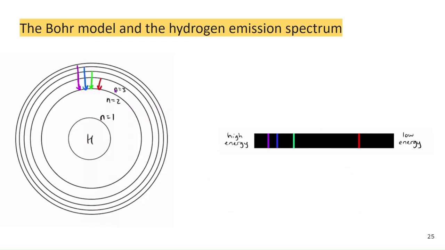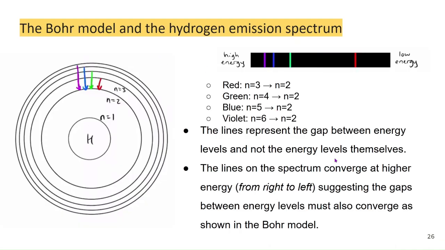If we look at something like this, here's all of the visible relaxations that we see. When we look at the visible emission spectra for hydrogen, this is what we see: the purple, blue, green, and red. Those are all associated with the electrons falling back down from different energy levels to n equals 2. So the red is from n=3 to n=2, the green is from n=4 to n=2, blue is n=5 to n=2, and the violet is n=6 to n=2.